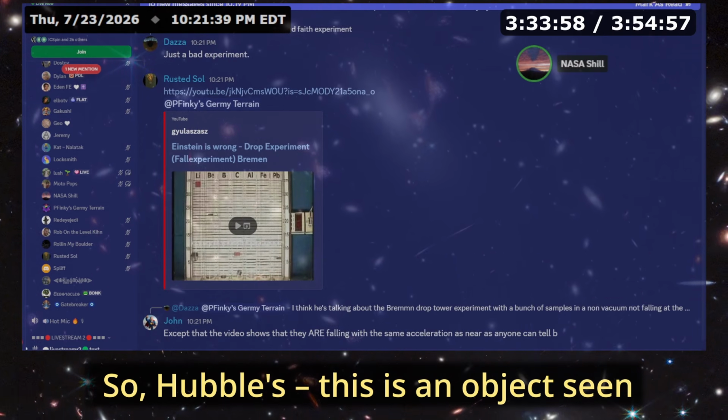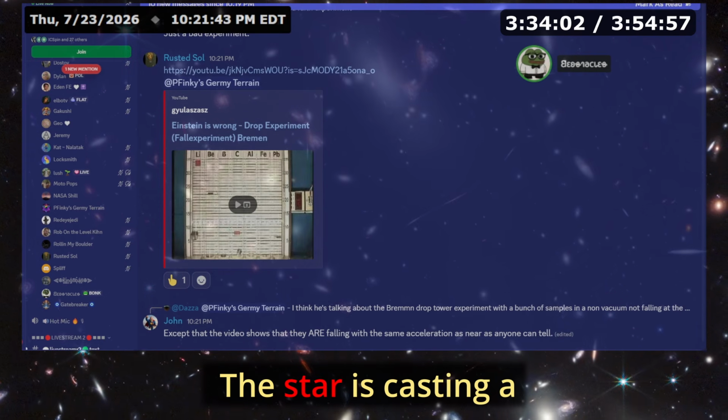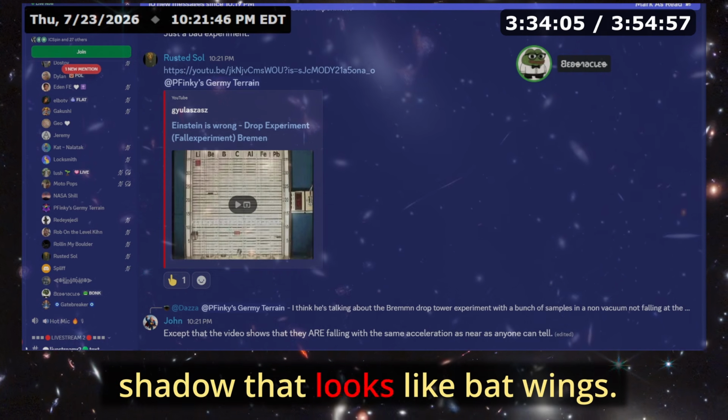This is an object seen by Hubble that they're trying to explain. The star is casting a shadow that looks like a batwing.